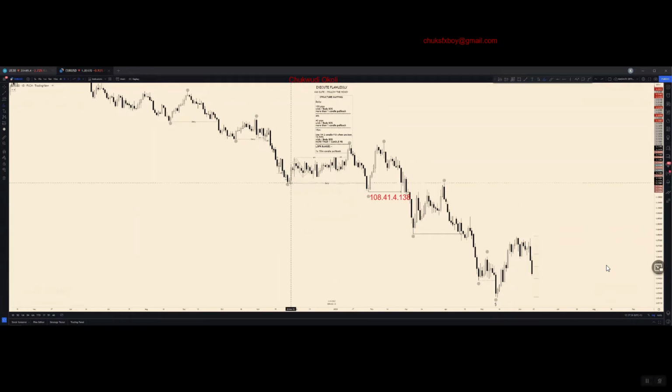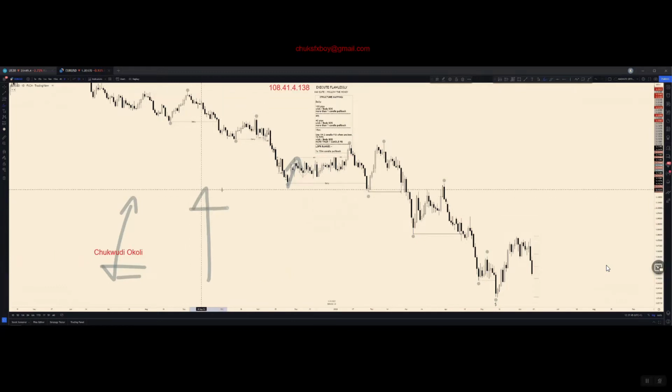Like I said, the facts of the market are buyers and sellers, supply and demand. When price goes higher, it's because there's more demand than supply in the market, so price goes up. When price goes lower, it's because there's more supply than demand, so price goes down. So it doesn't matter if it's a wick or a body breaking below this demand.